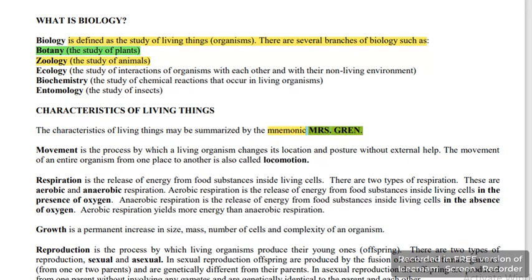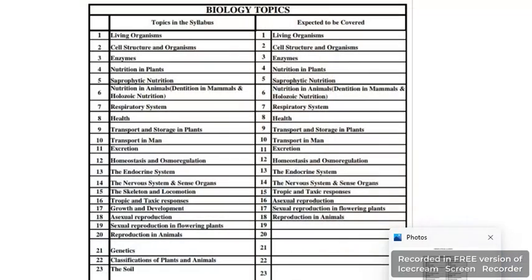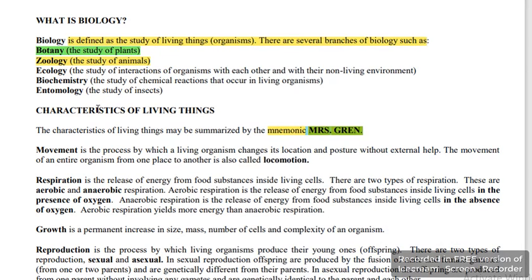So what is biology? We are now going to lesson number 1. Our previous video was just an introduction. In lesson number 1, we have to define biology before we go into details. When defining biology, we are taught that biology has to do with the study of living things. Actually, these living things are known as organisms.